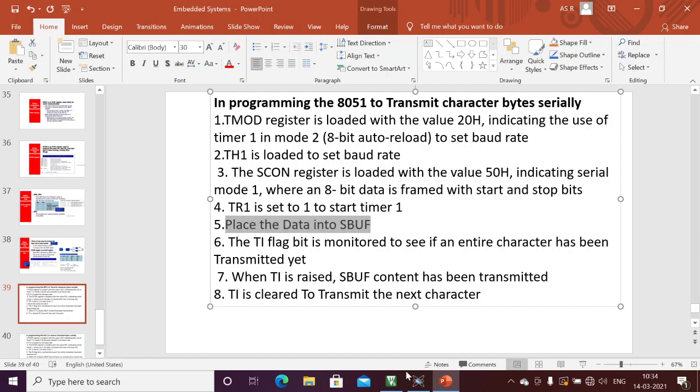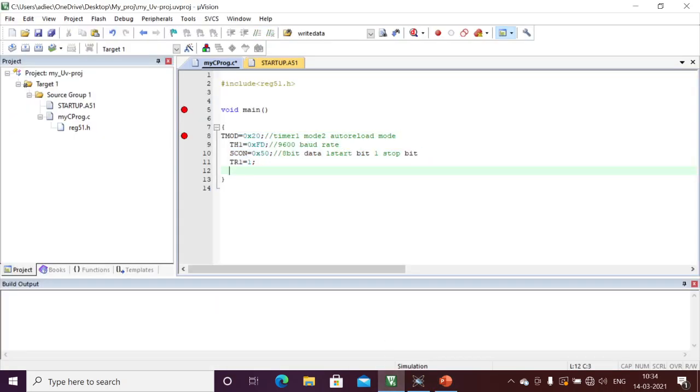Now I can place the data to the SBUF. If I want to transmit the data, here I am just writing a while(1) loop. I want to transmit the data cyclically, infinite times. That's why I am writing this. Within this loop I am writing the following.